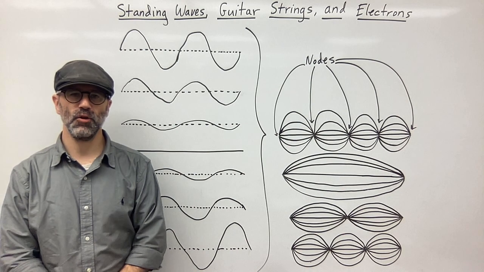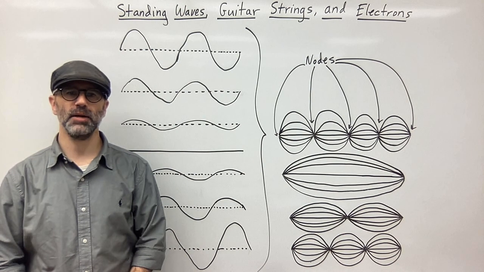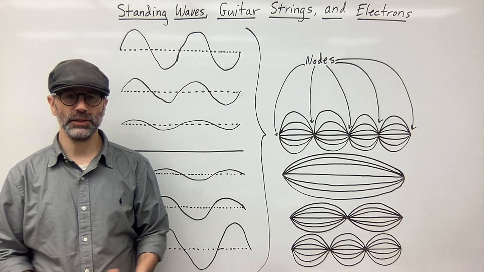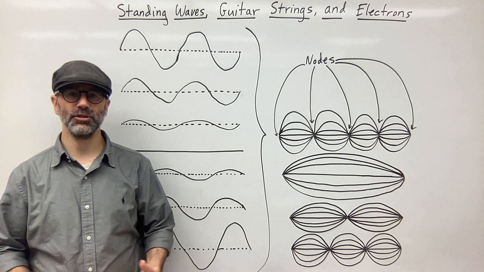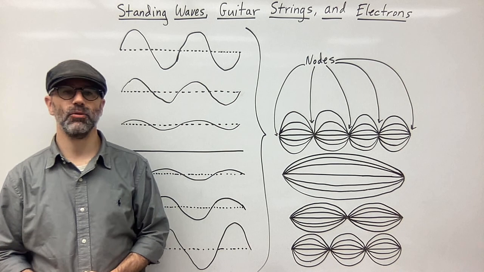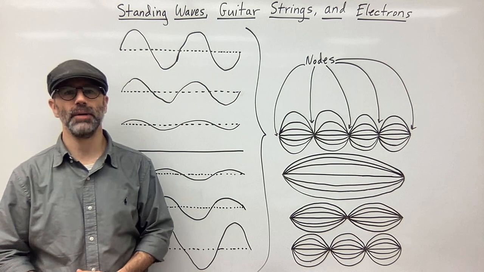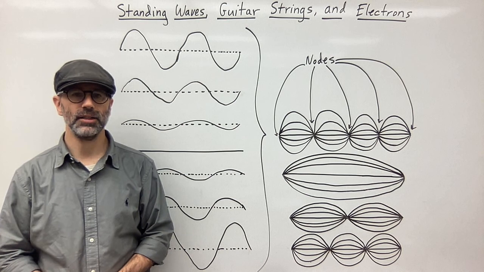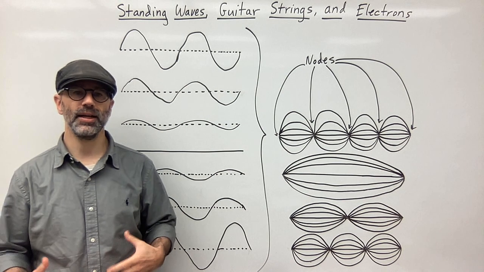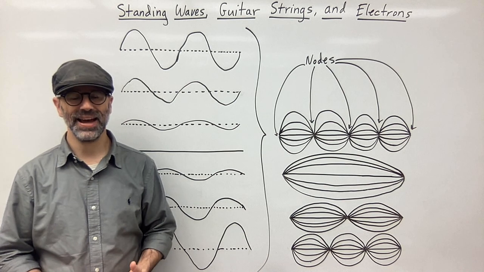My name is Mr. Cobalt, and in this video we're going to be talking about standing waves, guitar strings, and electrons. So in this video we need to talk about the electron and how it behaves in the atom, and we're going to have to first talk about standing waves and guitar strings as an analogy to help us understand how the electron is behaving in the atom.